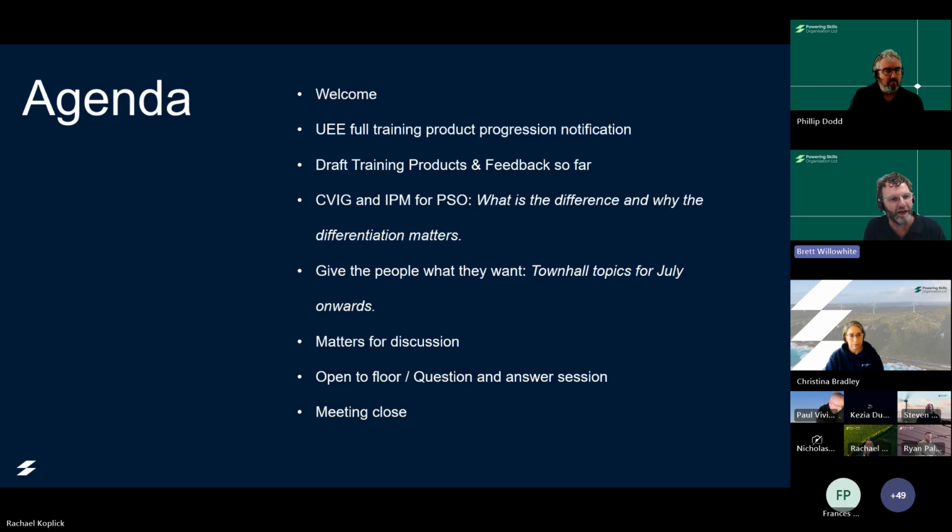And then we'll have a talk about what you want around the room, town hall topics for our upcoming July, and then onwards from July. Open up to the floor, questions and answers. Particularly when we go through those draft training product feedback, there'll be opportunities for questions along the way. But just a reminder, anytime you want to ask a question, if you can just pop your hand up. If you have microphone issues, you can also pop it in the chat. There'll be some PSO people monitoring that, so we'll endeavour to get to your questions. So I will hand over to Christina.